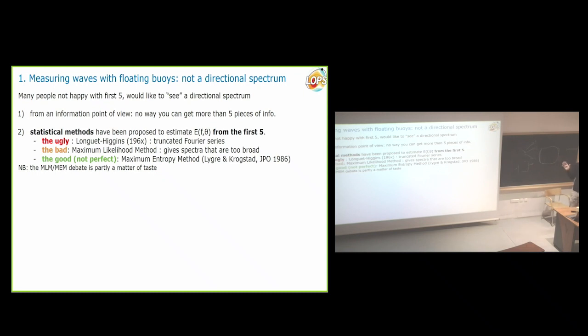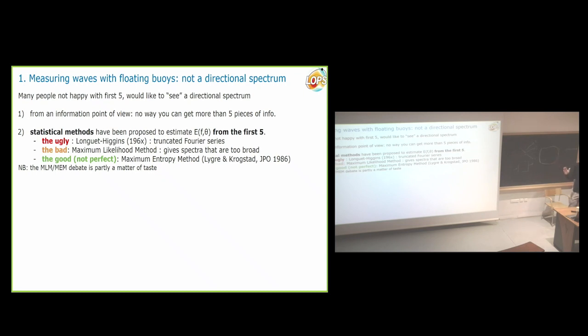And so there's statistical methods to make stuff up and estimate directional spectrum for the first 5. And I will just want to go back on that because people are still using some of these. And I really want to emphasize that the first one is really the ugly method. Nobody should do this, any paper using that should be rejected, right? And this is just, Longuet-Higgins said, well, let's say that A1, A2, and so forth are just the first terms in the expansion of the Fourier series of directional spectrum. And that turns out to give you pretty bad and really broad directional spectra, right?